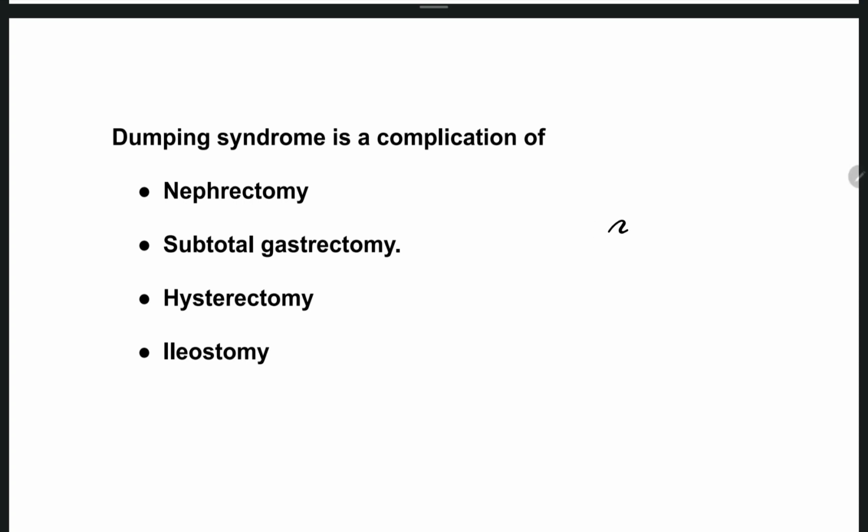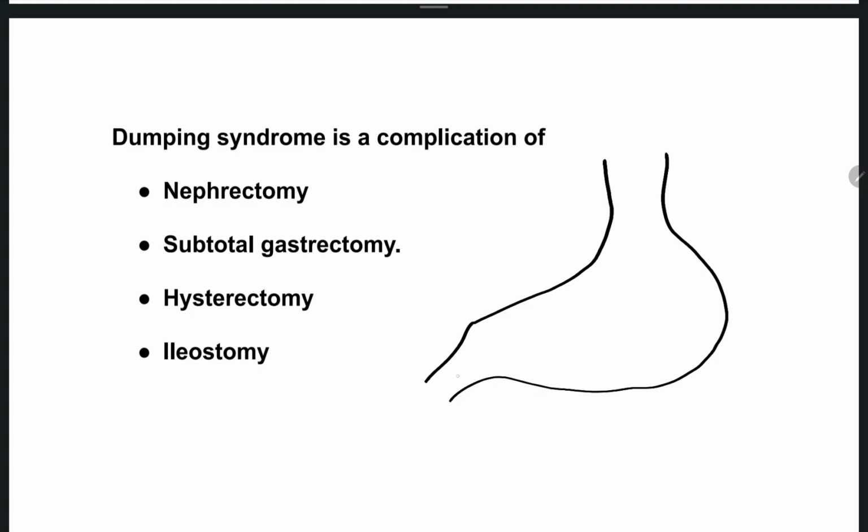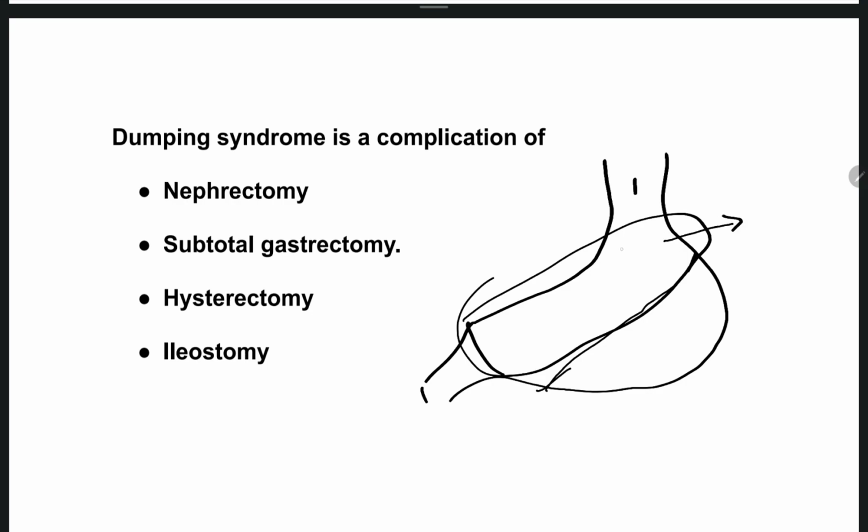I mean, the normal structure of the stomach will be here. In this gastrectomy, they will cut some part of the stomach. So the stomach will become very small. When the person is taking food, the patient feels tired, otherwise some kind of discomfort when they eat the food. So this is called dumping syndrome.